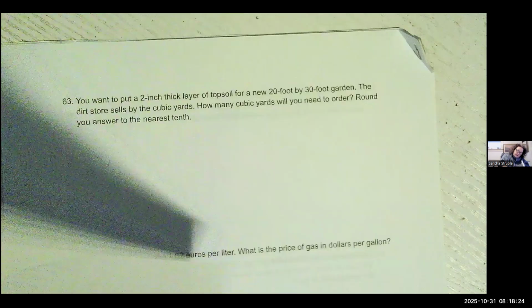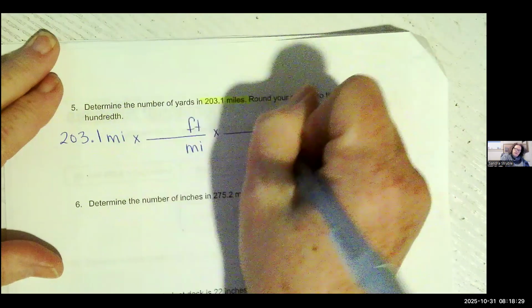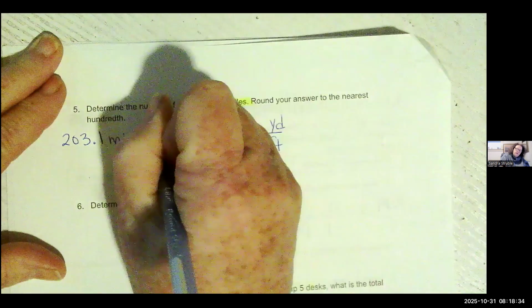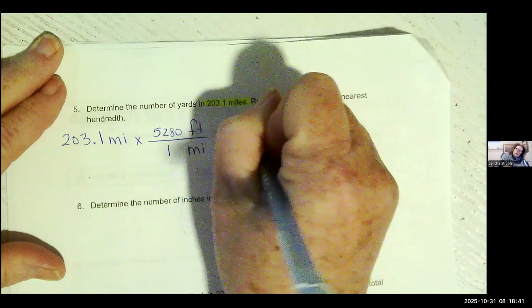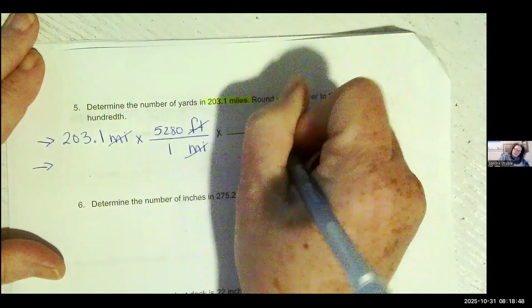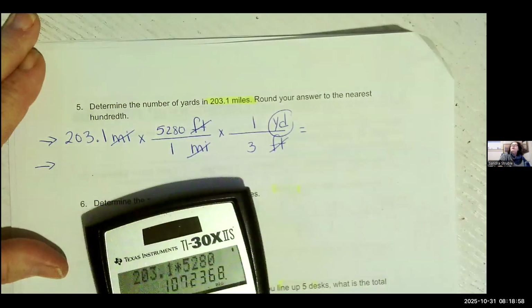Miles to feet, feet to yards. Okay. There are 5,280 feet in 1 mile. I don't expect you to have that memorized. And there are 3 feet in 1 yard. Multiplying straight across. Make sure your units cancel. Top, bottom, woohoo! 203.1 times 5,280 is a big number. There we go, where I can see it.